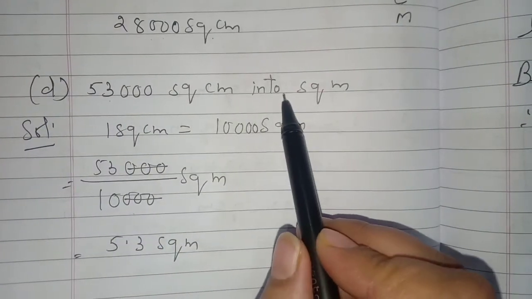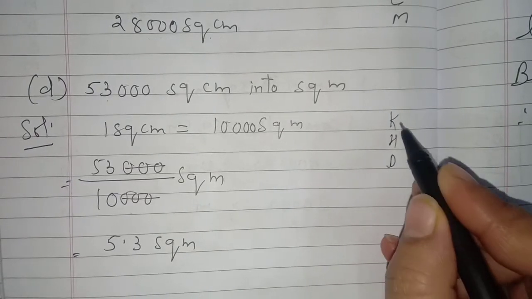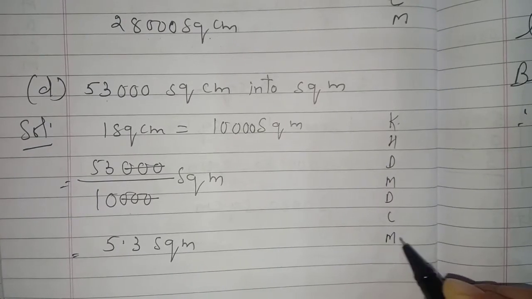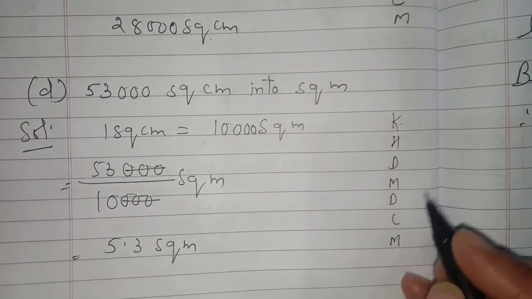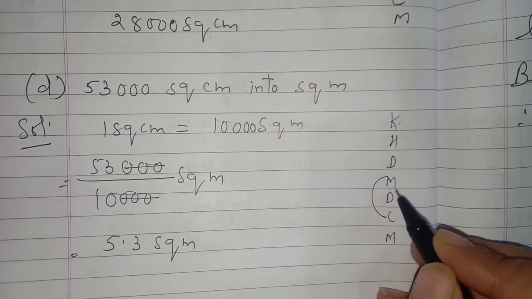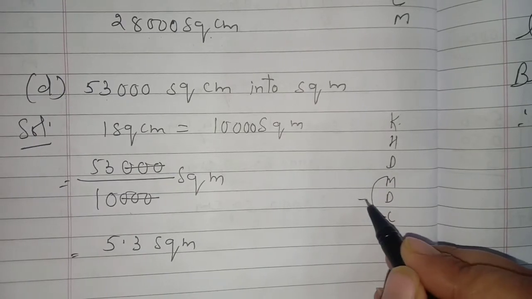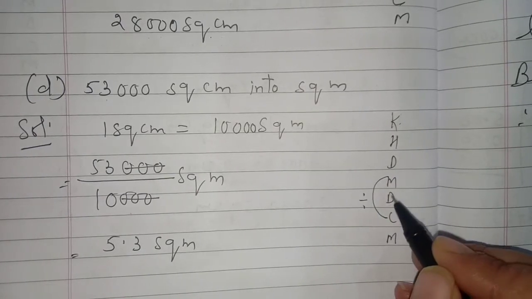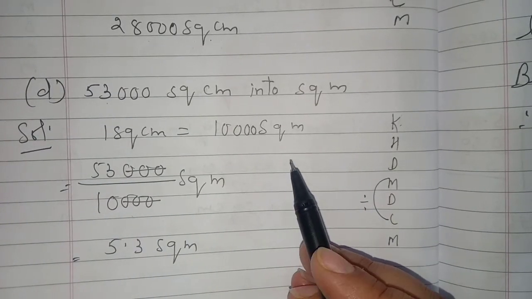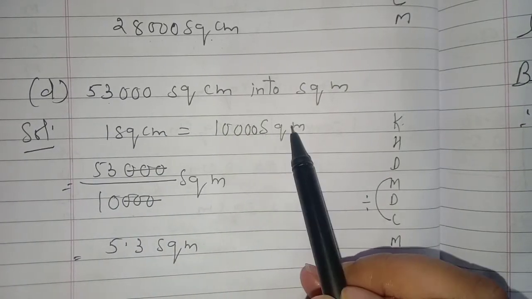53,000 square centimeter into square meter. Again, if we use this formula, King Henry died, mother did not cry much. So we have to convert square centimeter into square meter. So we have to go 2 steps upward, and whenever we are converting into higher units, we divide. So we have to use 2 zeros, but here we will use 4 zeros because we are finding the square units. So 1 square centimeter is equal to 1/10,000 square meter.